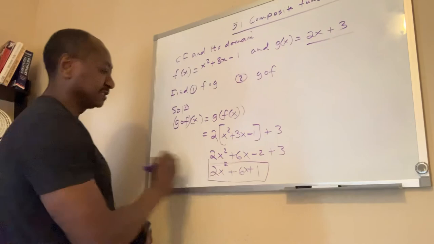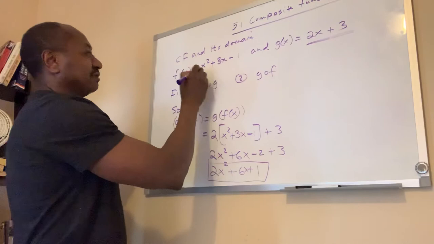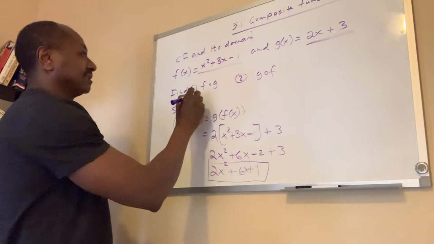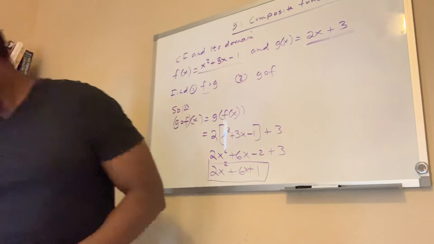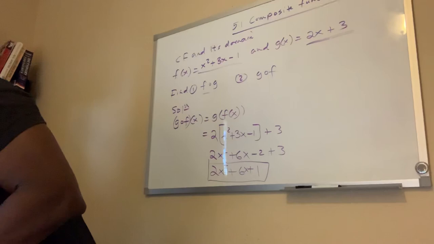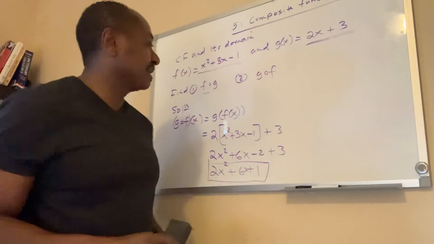And obviously, like we said in the beginning, the domain of this is the set of all real numbers. So the domain of the composite function is the set of all real numbers. So that is how you find composite functions and their domain.